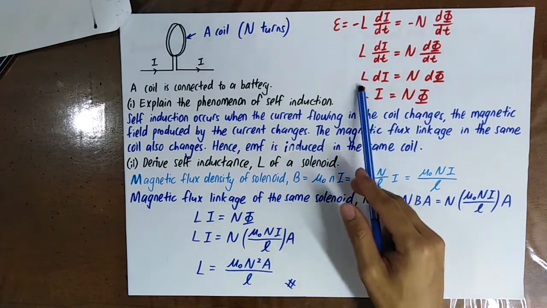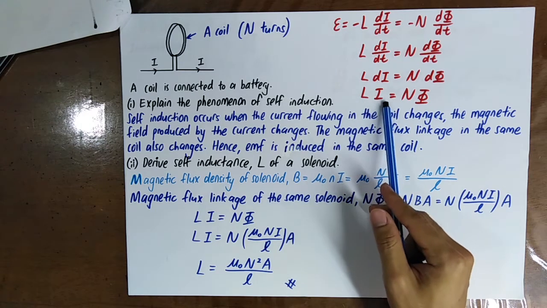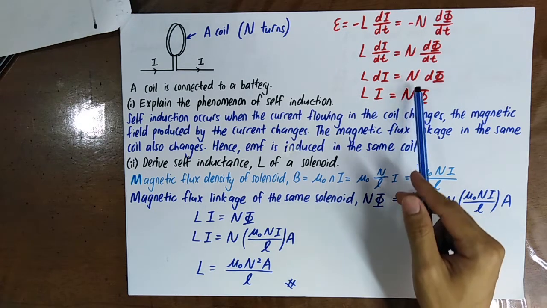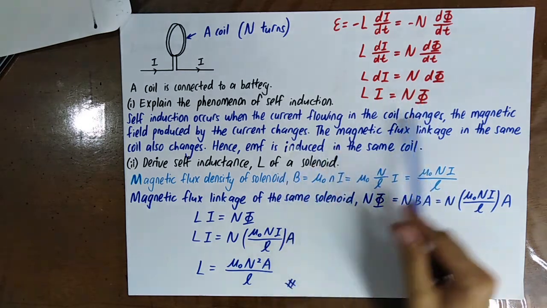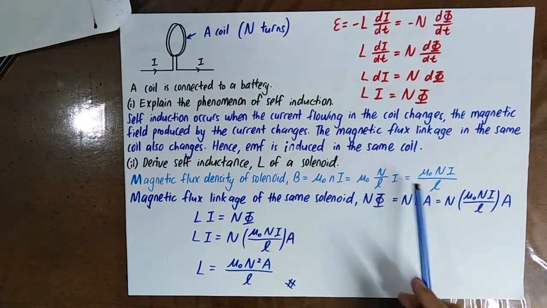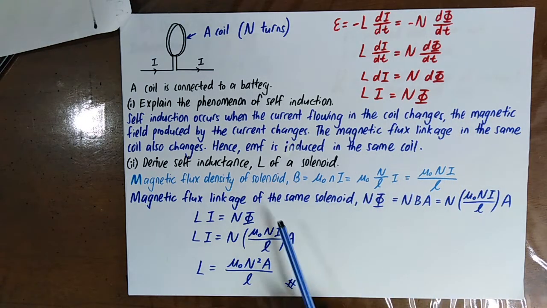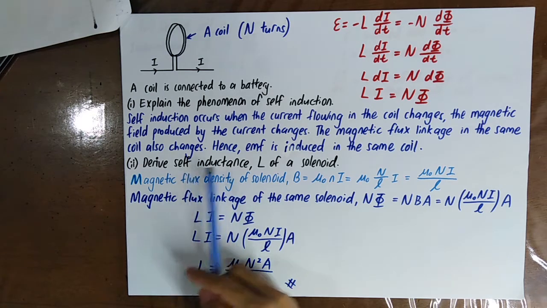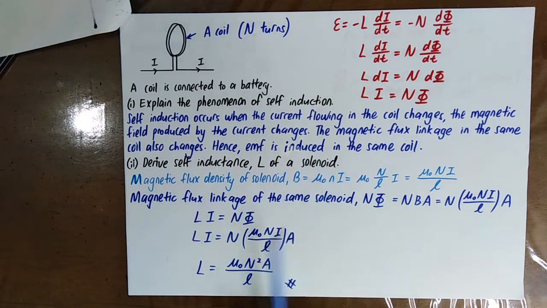Okay, L is the self-inductance, i is the current, N is the number of turns inside the solenoid, and phi is the magnetic flux. So L i equals N phi, and then you can get L. Now you have already derived the self-inductance of a solenoid.